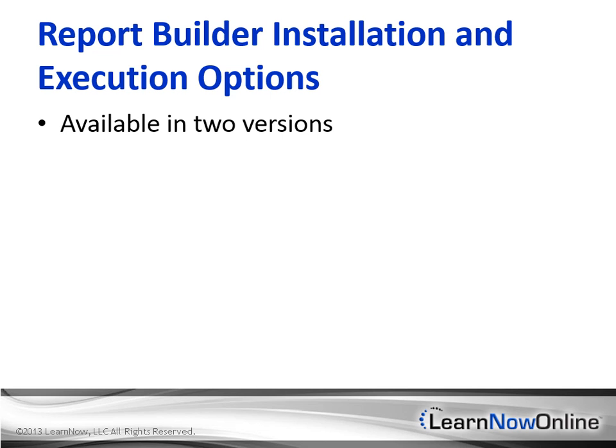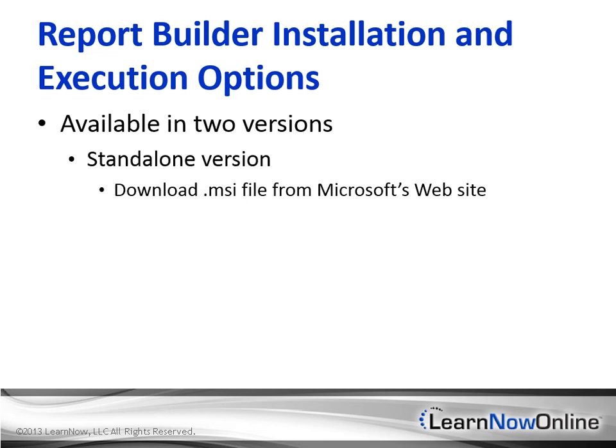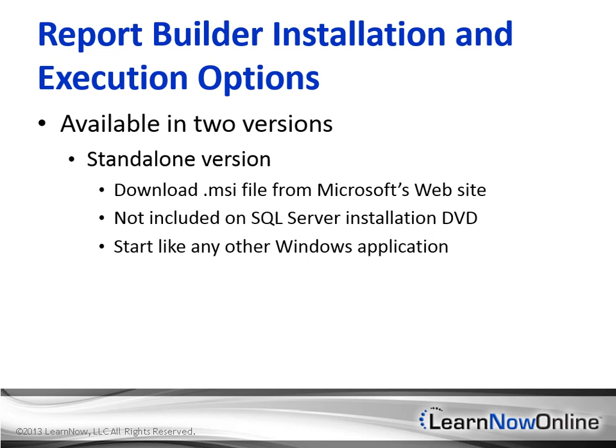Report Builder is available in two versions, Standalone and Click Once. The differences between the two versions is how each is packaged for distribution and how you start the application. To install the Standalone version, you have to download an MSI Microsoft Installer package from Microsoft's website and install it on your local machine like you would any typical Windows application. Oddly, the standalone version is not included on the SQL Server Distribution DVD. To start the standalone version, you click the shortcut from Windows Start menu or elsewhere on your machine, again like any other local Windows application.